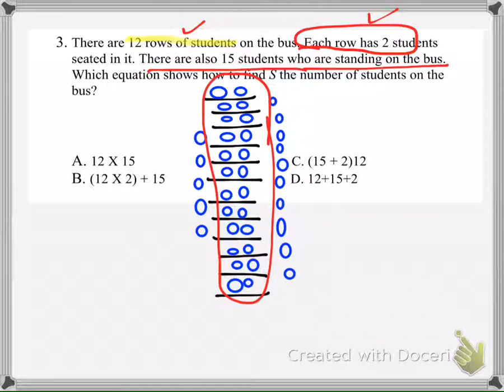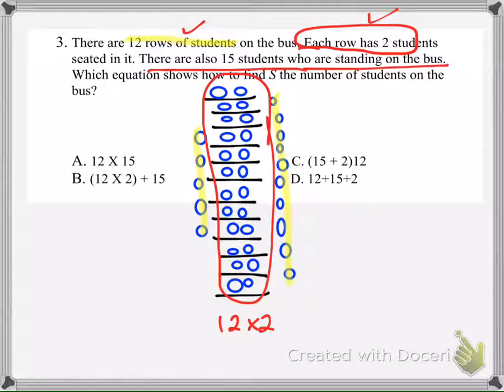Done. Now this stuff that I drew in the bottom first and then in the middle, that's 2 students in every row for 12 rows, right? So I could add 2 plus 2 plus 2 plus 2 plus 2 plus 2. Whew, that's a lot of repeated addition. We have something called multiplication. So instead of adding 2 plus 2 plus 2 12 times, I just multiply the number 12 times 2, or 2 times 12, whichever way you want to do it.